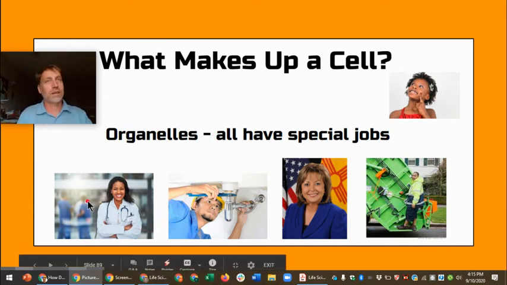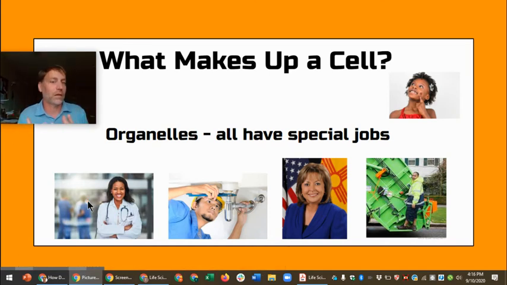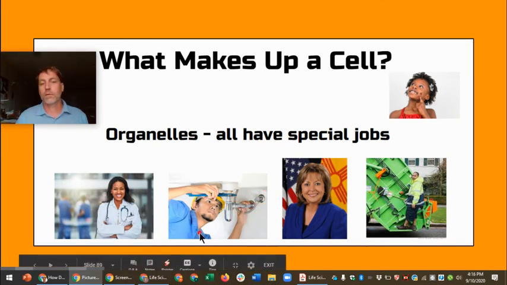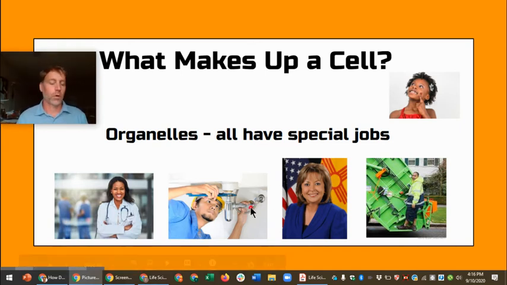Okay, so think of a city as a cell, and inside that city are specific jobs. Other types of specific jobs within a city or a town would be a plumber or a construction worker or a mailman, or someone that has a very specific job that does something that serves you and the city to make the city run.